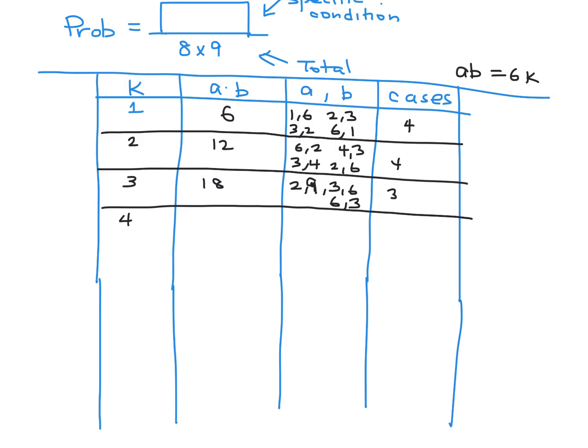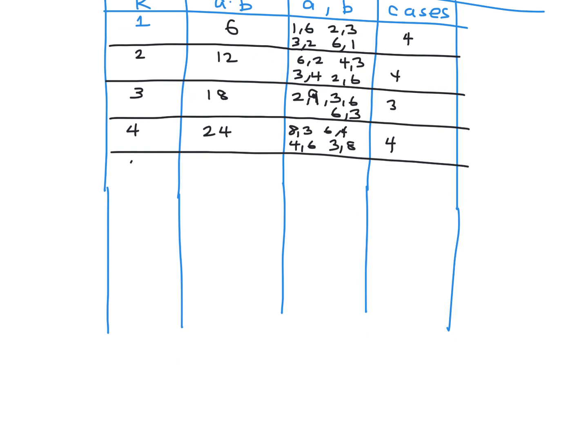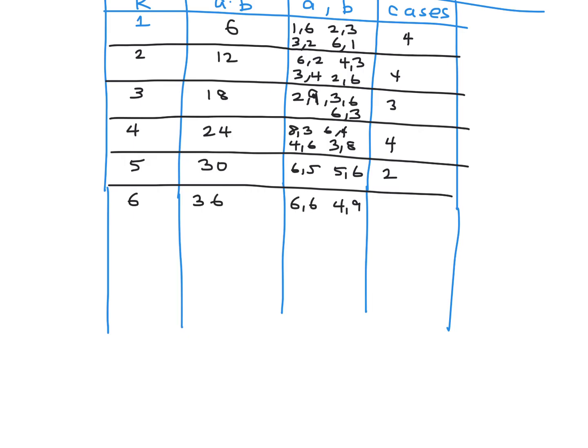Okay, if it's 4, this is 24: (3, 8), (4, 6), (6, 4), and (8, 3). So we got another 4. And let's see what's next here. Let's just keep going. If it's 5, then this is 30. And I think (5, 6) and (6, 5) are the only ones. So there's 2 there. If it's 6, this is 36. And I think (6, 6) and (4, 9) are the only ones. So there's 2 there.